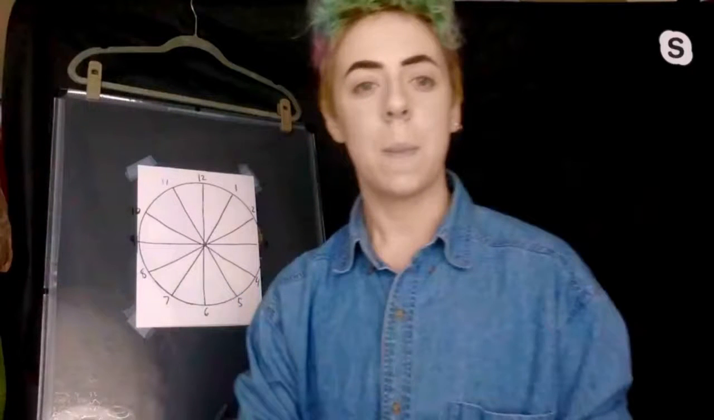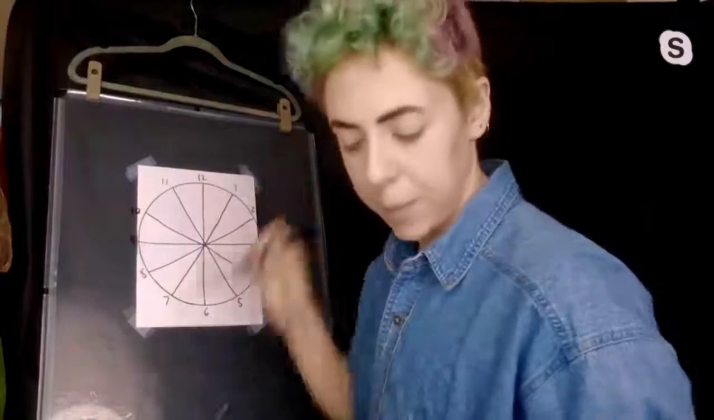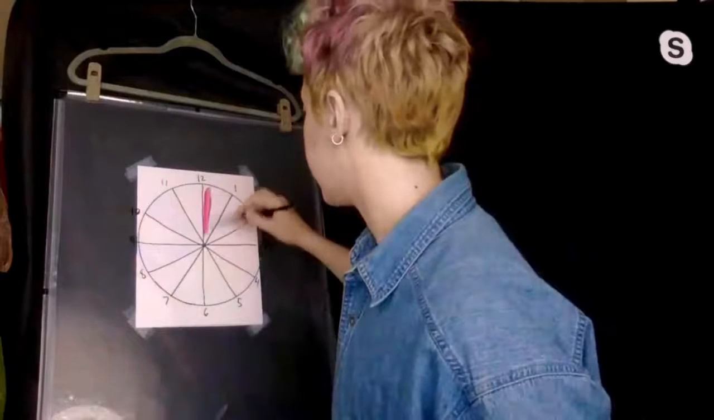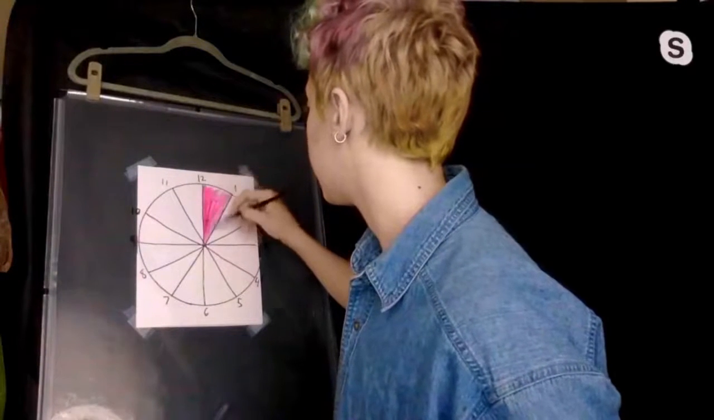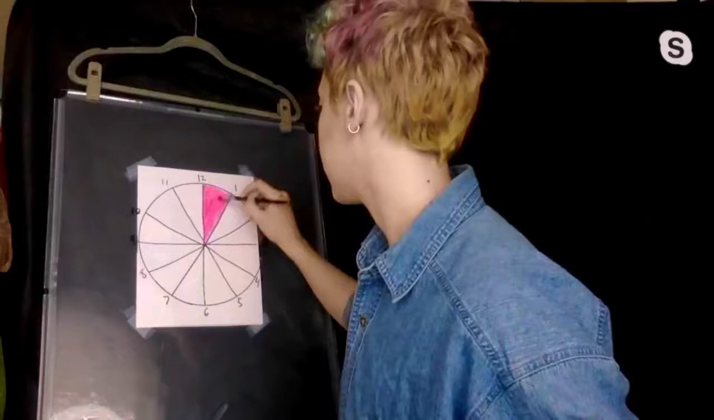Magenta will go from 12 o'clock to 1 o'clock. So let's get some magenta right over here, and you're going to fill up that whole section from 12 to 1 o'clock. All right, just like that. And we will wash off our brush in between each color.